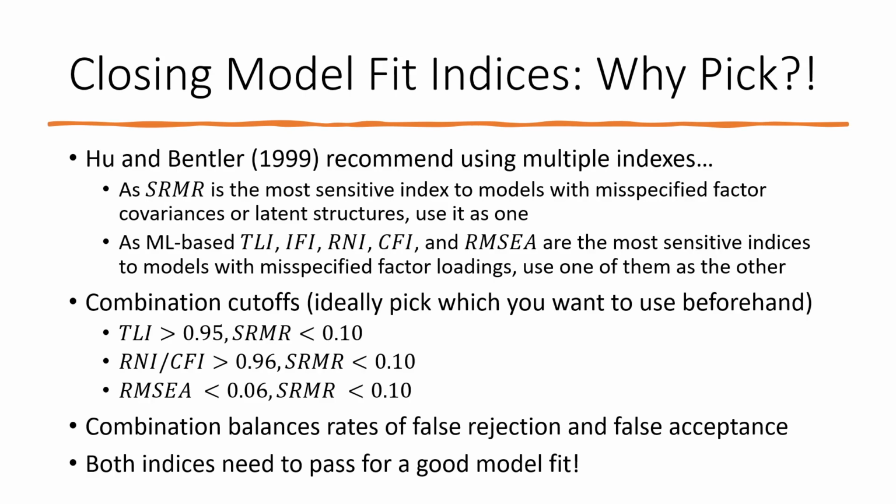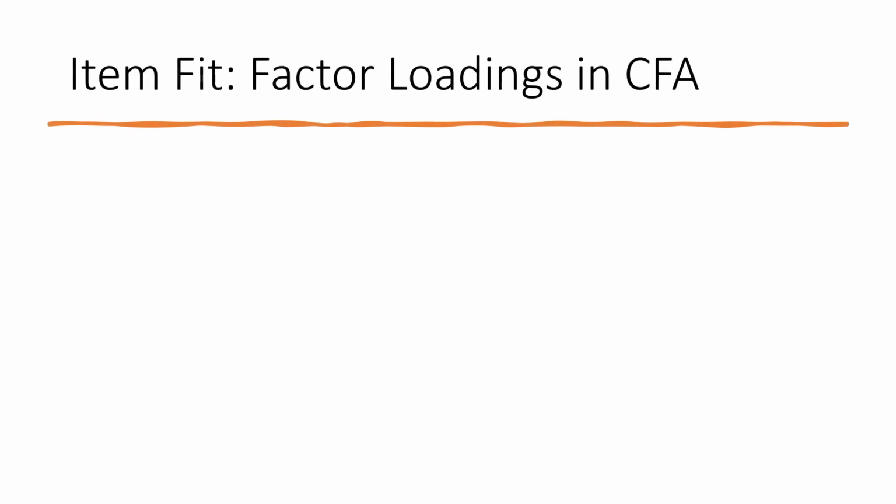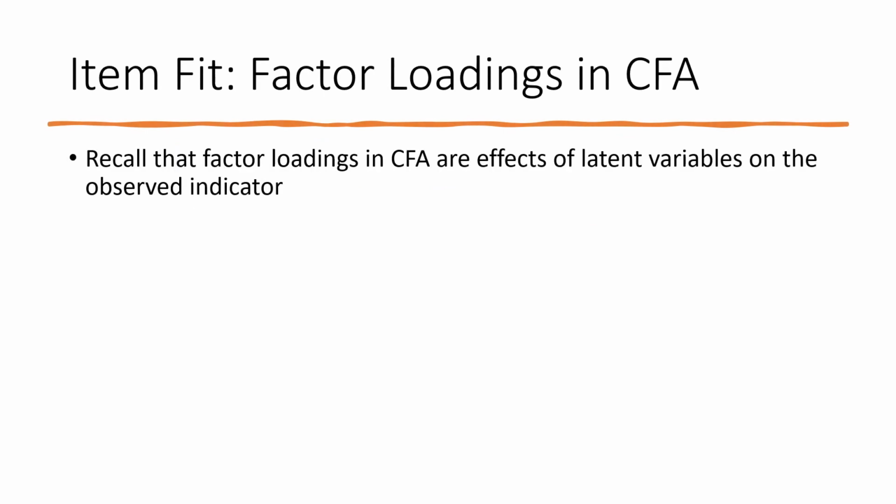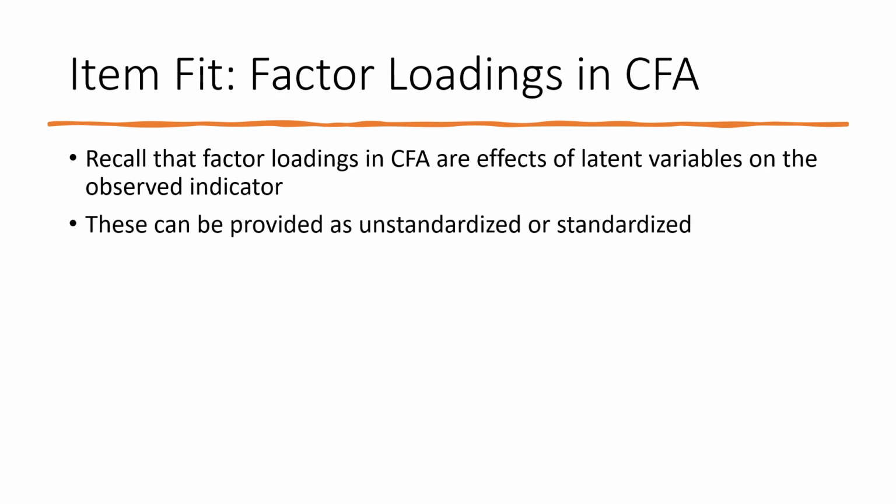All right, so this has been model fit. Now let's move on to item fit. With item fit in our factor loadings in CFA, again, the arrows are drawn in the other direction. So this is kind of the effect of the latent variable on the observed indicator, but is really still analogous in many ways with our factor loadings from exploratory factor analysis.